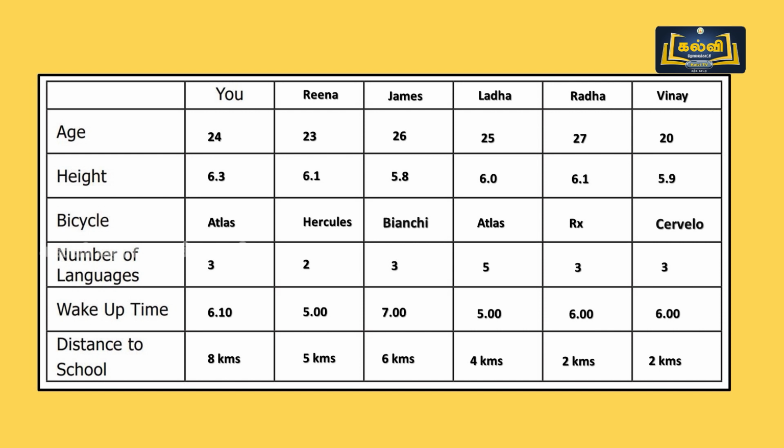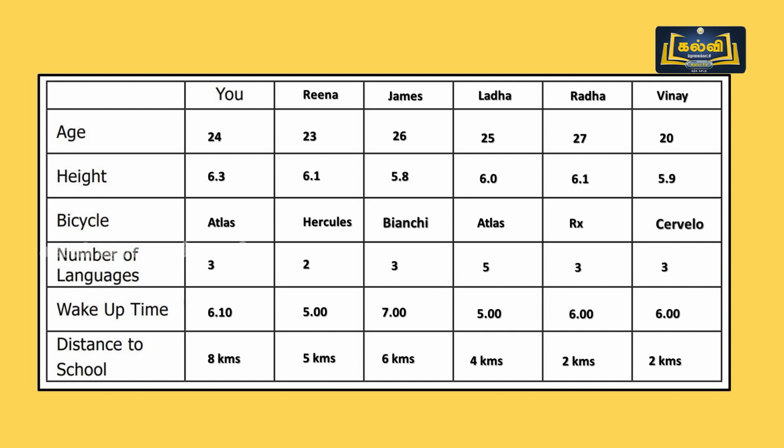The next columns are all regarding your friends. It may be according to your friends' name list. So, you will fill in their height, their age, cycle brand name, number of languages they know, the time they wake up early in the morning, and the distance from their house to school. This is a worksheet, a complete project. After filling in all these details, you will get a clear idea who is taller, who is elder, who is the eldest among all, and so on.